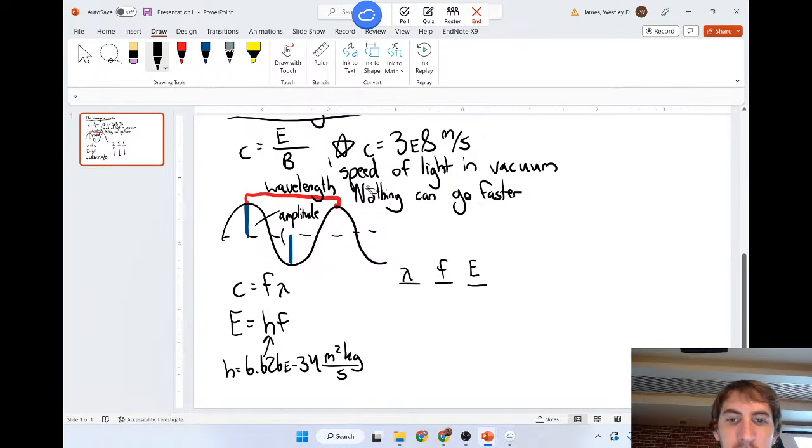You know what? I'm going to do it the other way. As wavelength goes up, frequency goes up. So this is big, this is small, this is small, this is big. Basically, wavelength is the opposite of frequency and energy. As wavelength gets bigger, energy gets smaller.